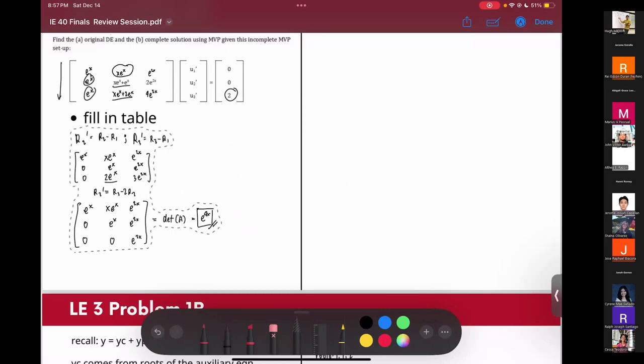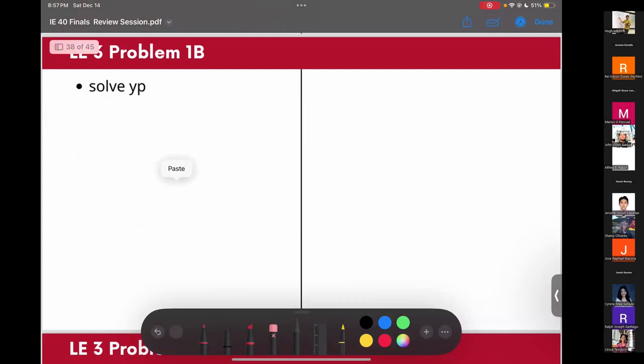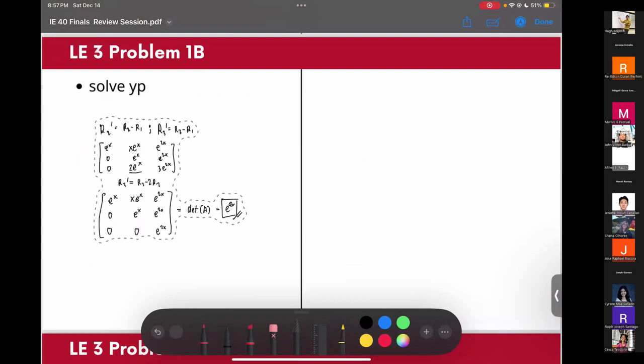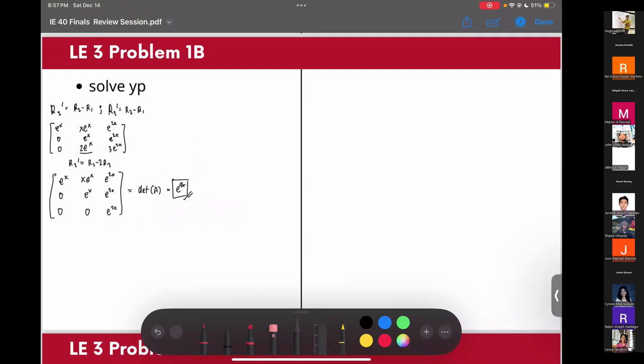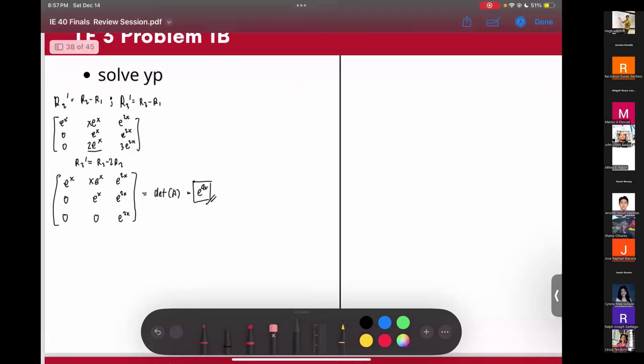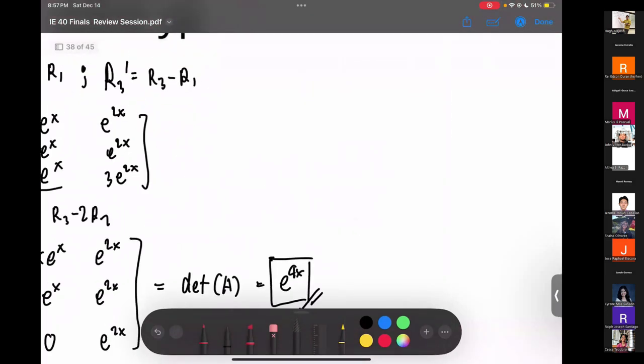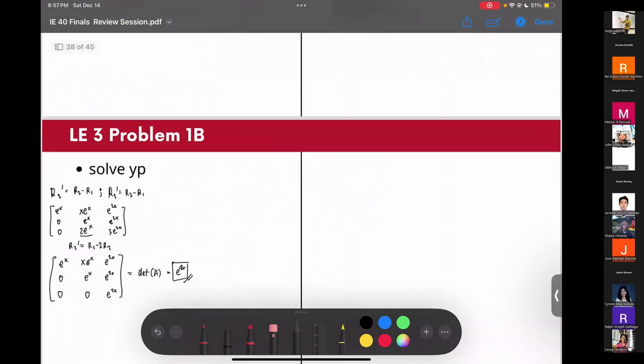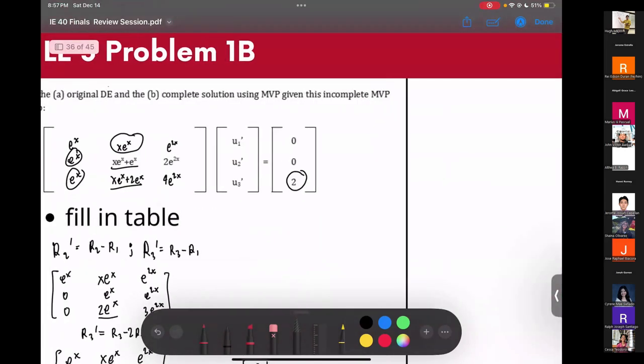So I will just quickly bring that down. Solve tayo for yp. Okay, so now let's use Kramer's rule to solve for yp. What we're basically just gonna do, kasi bringing back the original equation, this is just times u1 prime, u2 prime, u3 prime equals this whole thing. So now what we're gonna do is basically we're just gonna multiply.